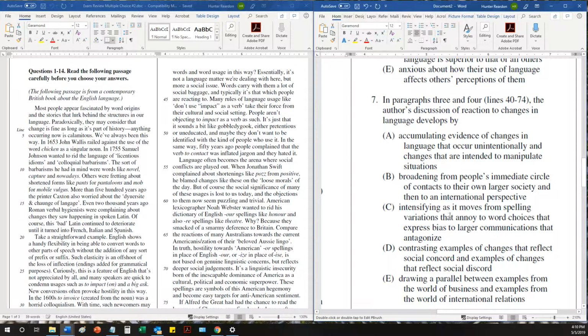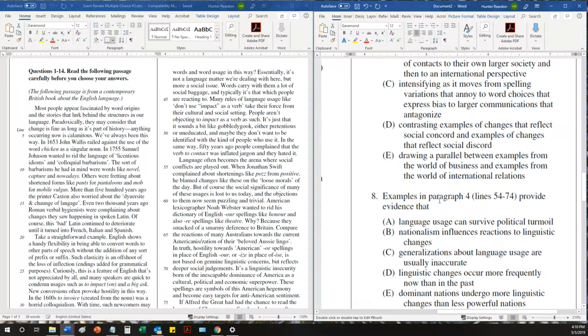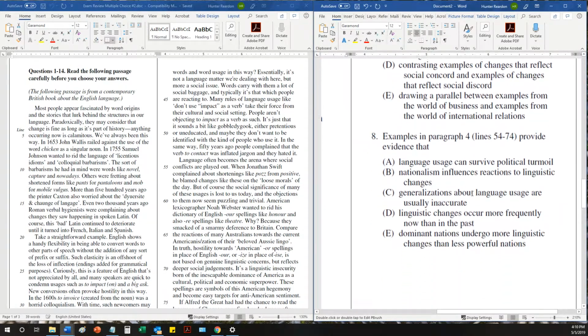And D is wrong because there's no mention of the relationship between social concord, or peaceful agreement, and the language that's actually in the passage. And then E, let's see, drawing a parallel between examples from the world of business and the world of international relations. I don't know what they're referring to with business here. That seems really irrelevant. So E's not right either. Okay, number 8.